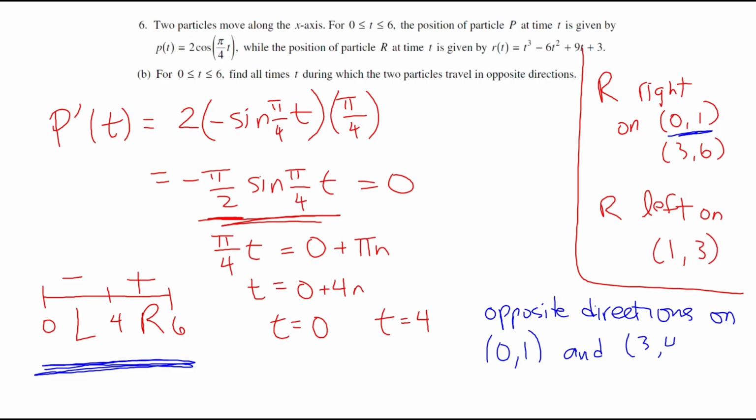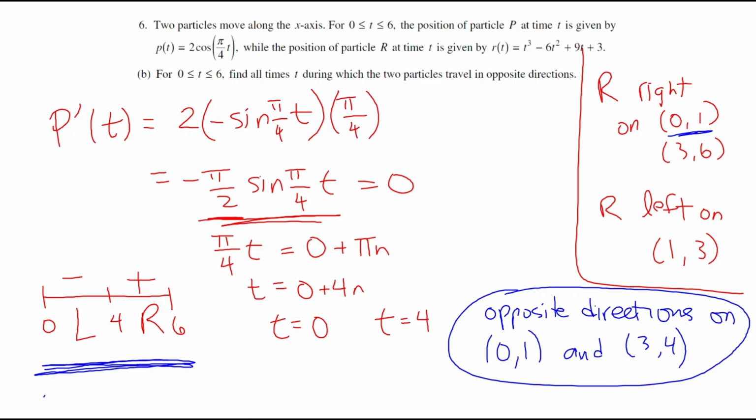So there's another time. And when particle p is moving to the right on 4 to 6, it looks like r is still moving to the right on 4 to 6. So it looks like those are the only 2 time periods when they're moving in opposite directions. And so that is our final answer here.